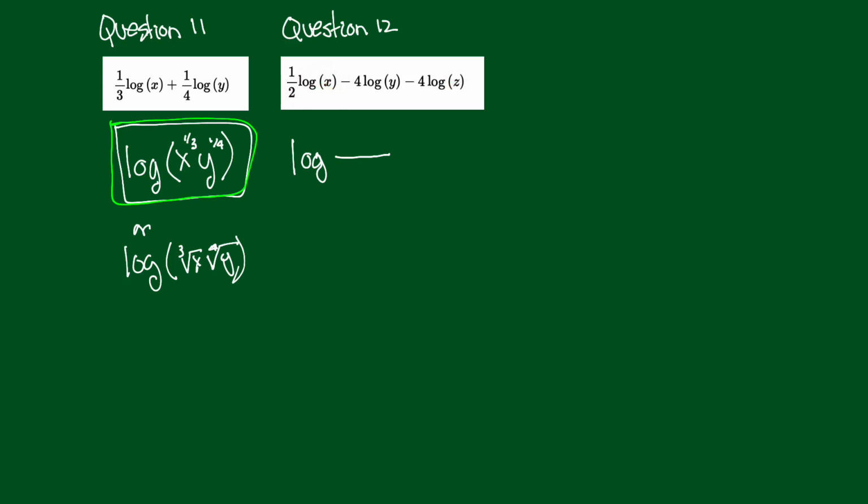But look at this, I've got a multiplier, so bring that up as the exponent. So on the top, we'll have x to the 1/2, and in the denominator, okay, I got a 4, that'll be an exponent, and a 4, that'll be an exponent. So we are going to get y to the 4th and z to the 4th.